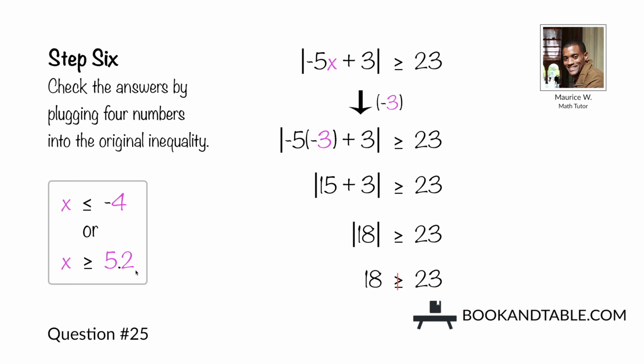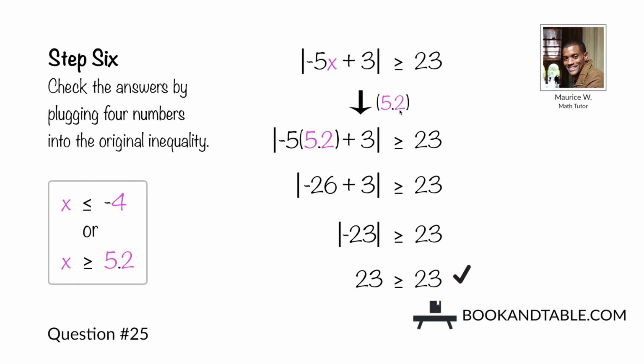And now let's test this part of our answer. x is greater than or equal to 5.2. So a number that should not work is 5, since it's smaller than 5.2. When we plug in 5 for x, we get negative 5 times 5 is negative 25. Negative 25 plus 3 is negative 22. The absolute value of negative 22 is 22, leaving us with the false statement, 22 is greater than or equal to 23.